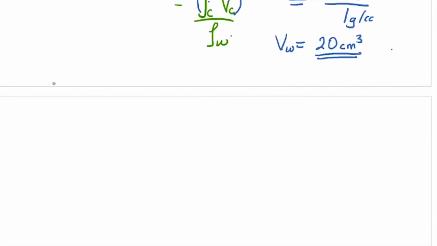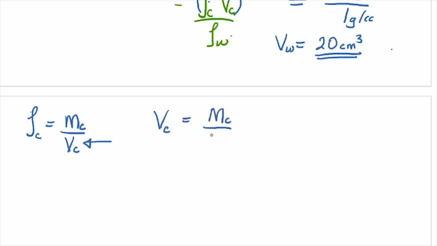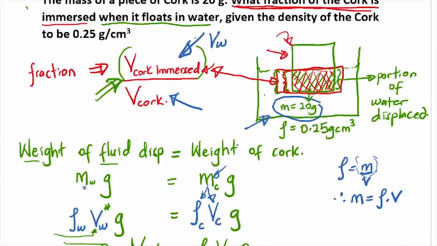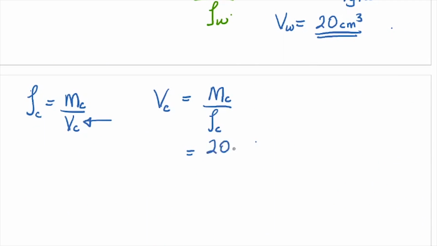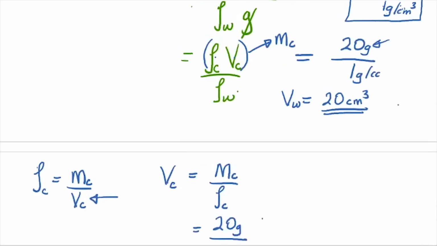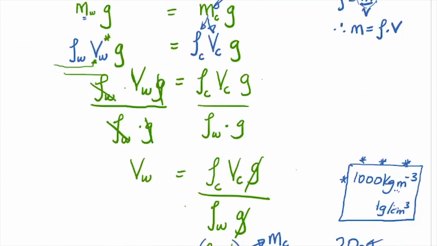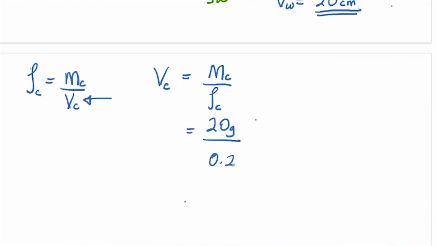So to find the volume of the cork, we know that density of the cork is given by mass of the cork divided by volume of the cork. Now we're interested in the volume. So to make VC the subject of the formula, volume of the cork is given by mass of the cork, divide that by density of the cork. The mass of the cork, according to our question, is 20 grams. Divide that by the density of the cork. Is it given in the question? Yes, the density of the cork is 0.25 grams per centimeters cubed. So I'll come here and say divide that by 0.25 grams per centimeters cubed.